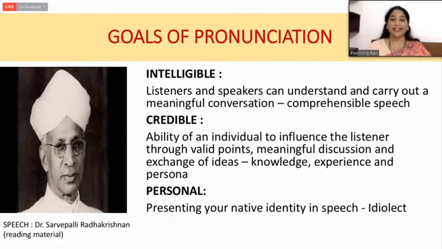So you could go on YouTube and find a number of speeches given by Dr. Sarvapalli Radhakrishnan, who belongs to Andhra Pradesh, no doubt. But if you listen to his speech, there are no regional influences at all. This is a classic example of a standard Indian English.